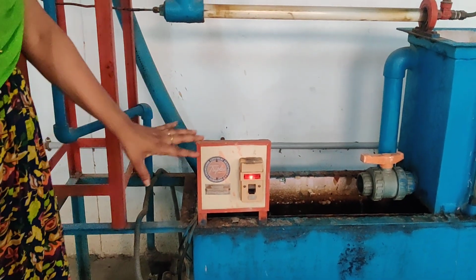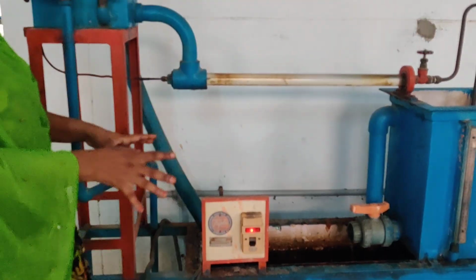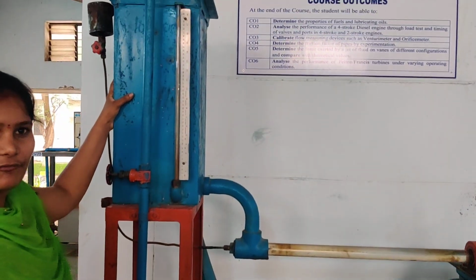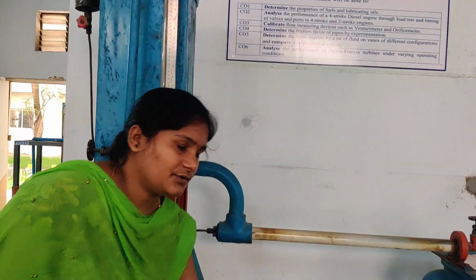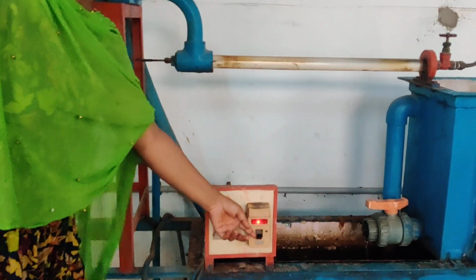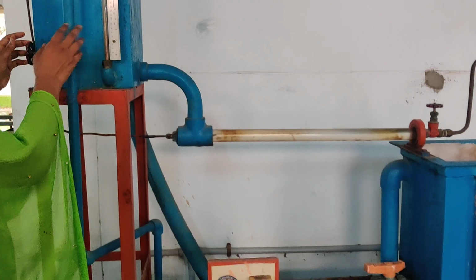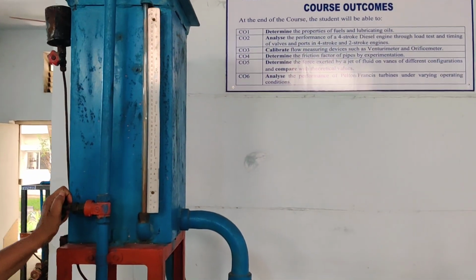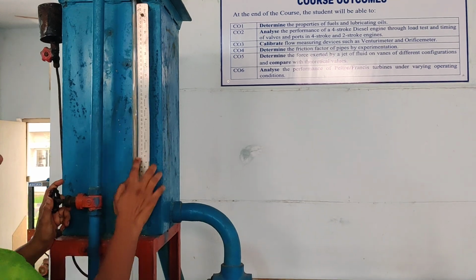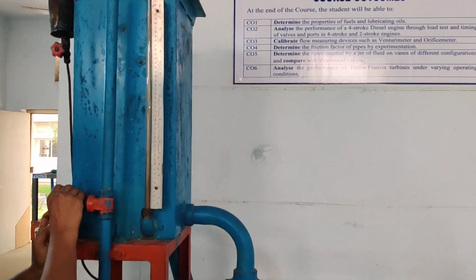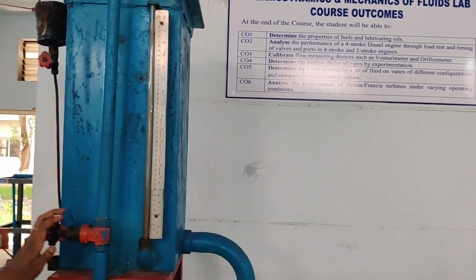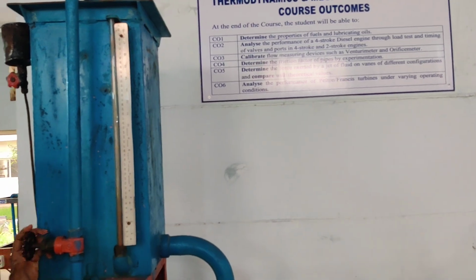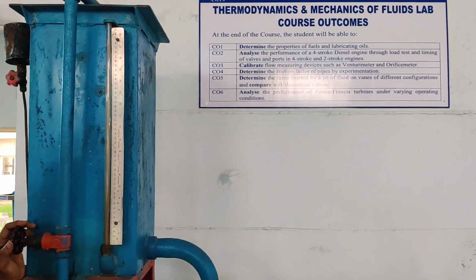Before starting our experiment, we have to observe that the tank is full of water and then turn on your motor. Once you turn on your motor, adjust your flow rate by turning this valve. We can adjust our flow rate by turning this valve, and you will know the level of water from the scale. First we will start from lower flow rates and then we will move on to higher flow rates.